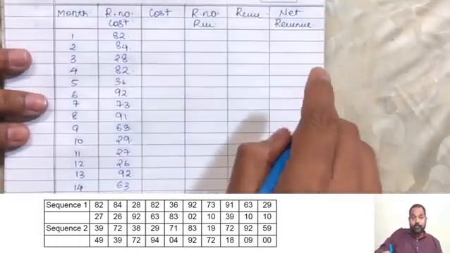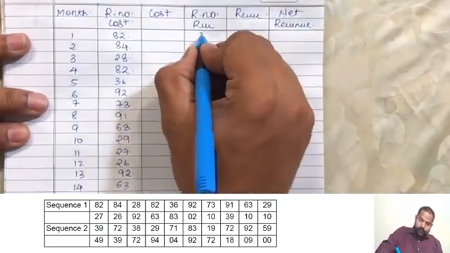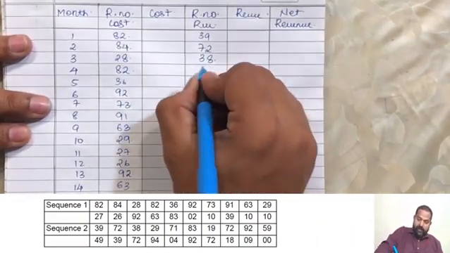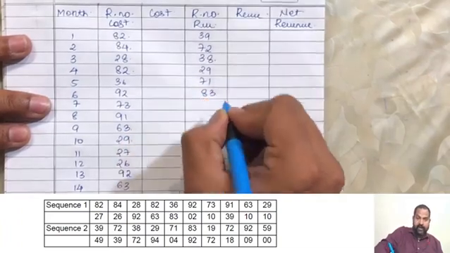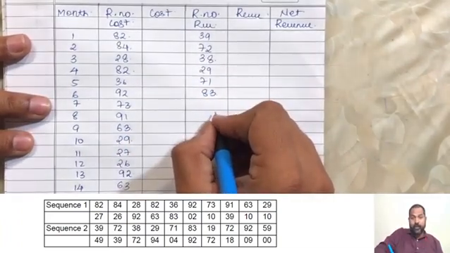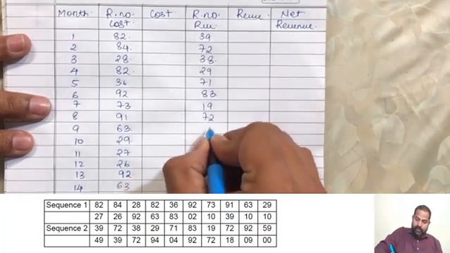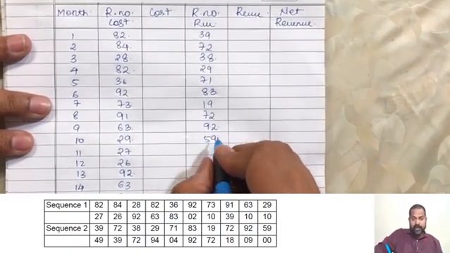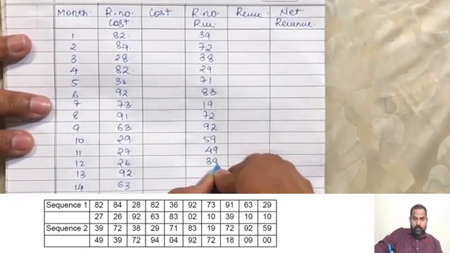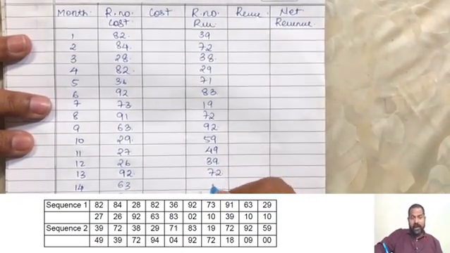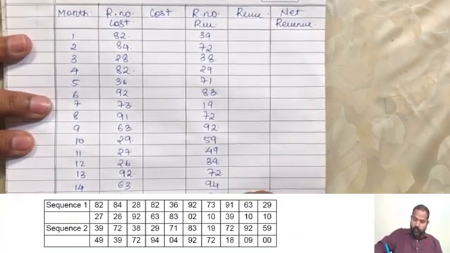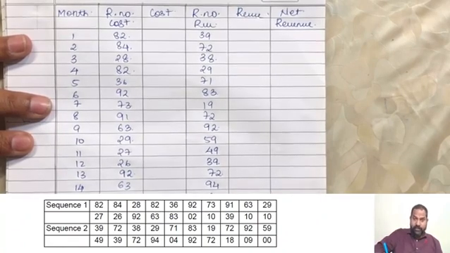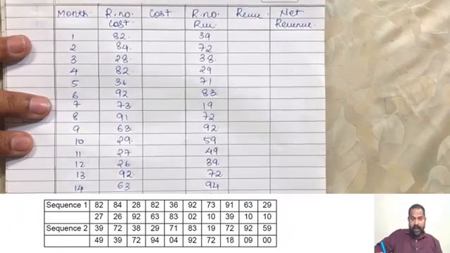Let's do the random number for revenue. 39, 72, 38, 29, 71, 83, 19, 72, 92, 59, 49, 39, 72, 94, 4, 92, 72, 18, 9 and 0.